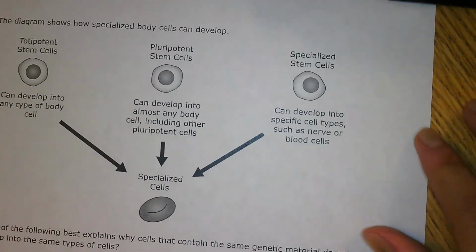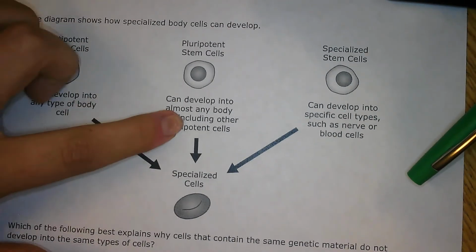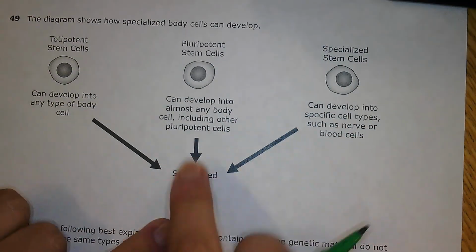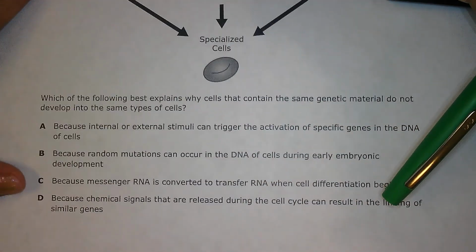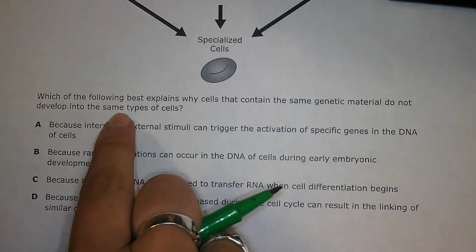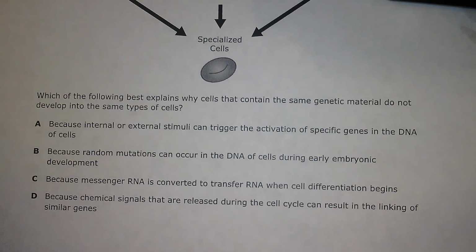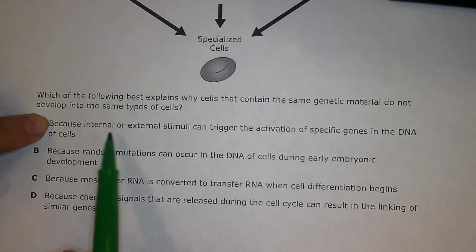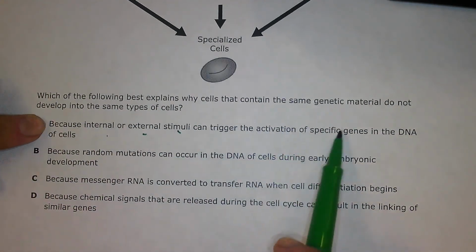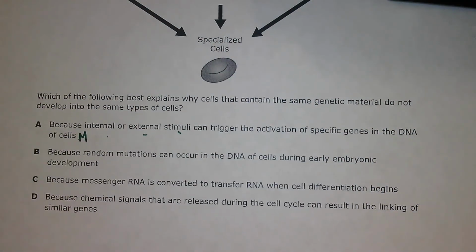Last question, finally. The diagram shows how specialized body cells can develop. We have different types of stem cells, and all of these develop into some kind of specialized cell. Which of the following best explains why cells that contain the same genetic material do not develop into the same types of cells? So, fun fact, all cells in your body contain the same exact DNA. So we have to figure out why they can be different types of cells. Because internal or external stimuli can trigger the activation of specific genes in the DNA of cells. That sounds a lot like gene expression, so I'm going to say maybe.